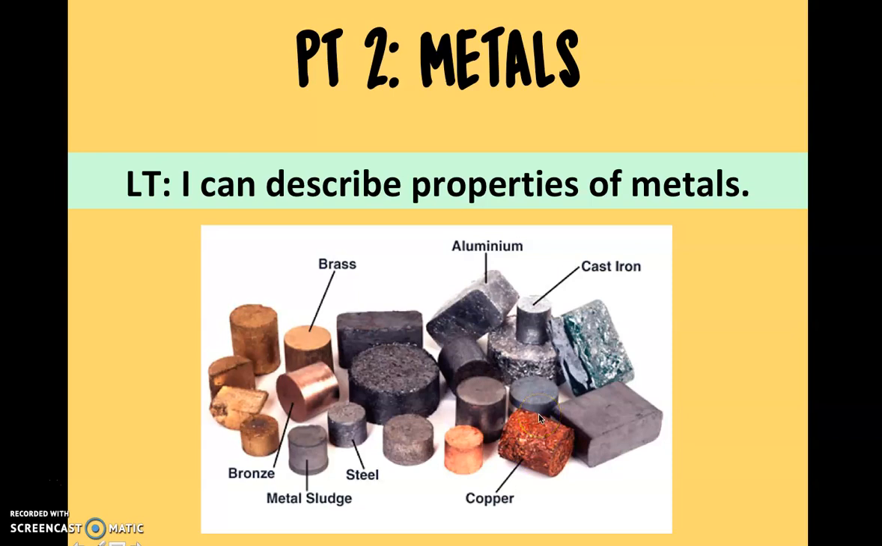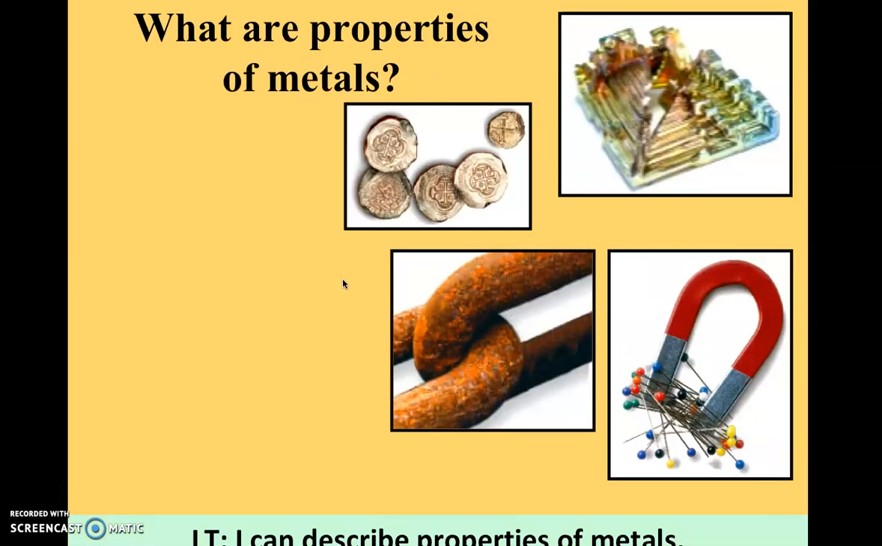Some of these are elements, and some of them, like brass, are going to be alloys, which means they're mixtures of different types of metals. So what are properties of metals? These pictures show you some of the different types of properties that a lot of metals exhibit. Shiny, which means they have a high luster, they're very reflective of light.